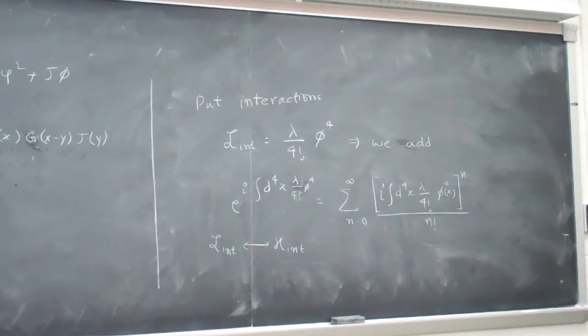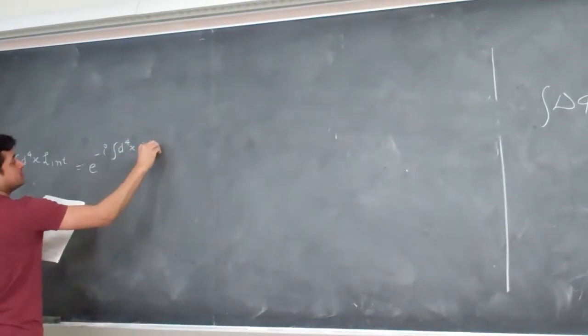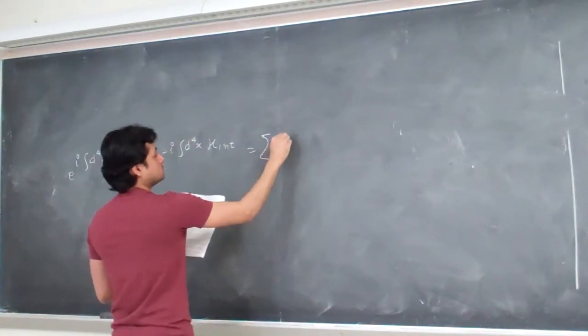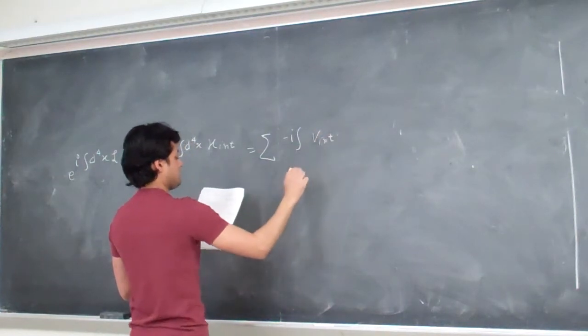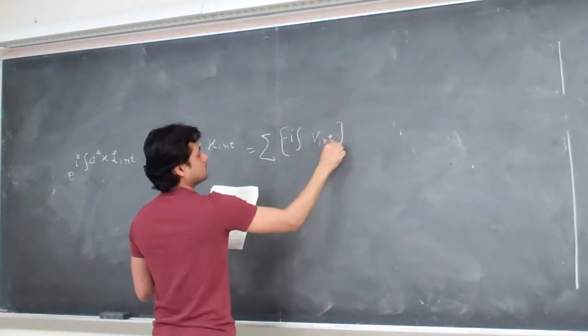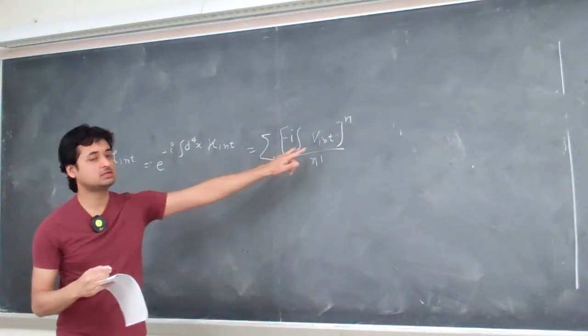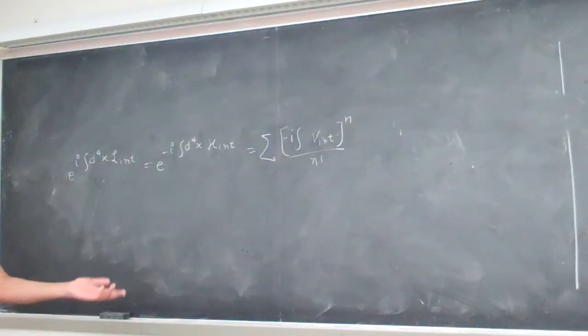Yeah, so e to the i integral d4x L_int is equal to e to the minus i integral d4x H_int, which has this sum, minus i integral V_int to the n over n factorial. So from H_int to V_int is the statement that there are no derivatives in the interaction, right? So phi to the 4th is like a potential.